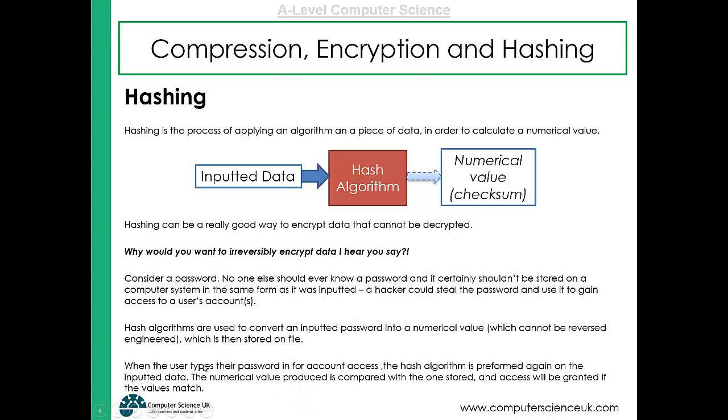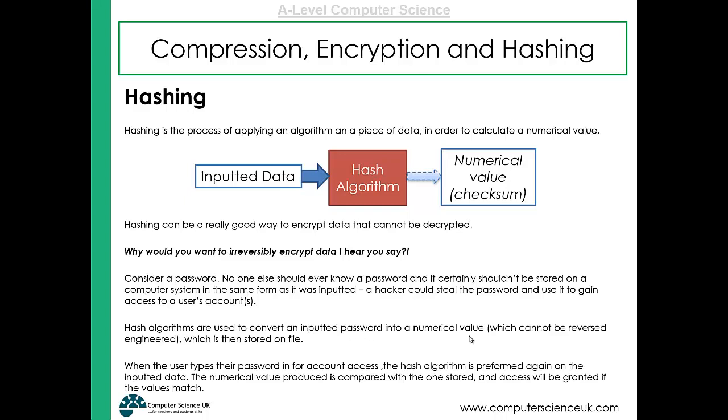So then when the user types their password in for their account access, the hash algorithm is performed again on that inputted data. And if the hash algorithm creates the exact same numerical value, then obviously the password that's been typed in has been typed in correctly. And the computer will be able to just compare those two numerical values, and if they are the same, then access can be granted. If not, then you won't have access to the system.